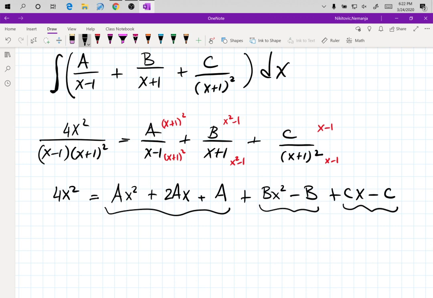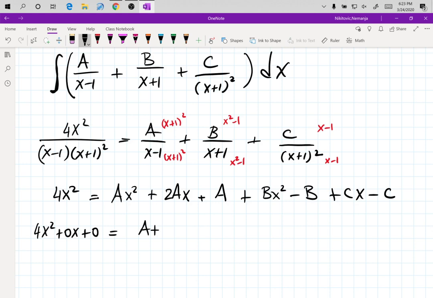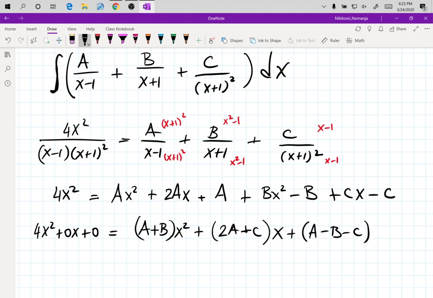Now it's our job to put like terms together. So over here I can say 4x squared plus 0x plus 0, if you want to. I have A plus B times x squared, plus 2A plus C, those are times x. And finally, A minus B minus C is for the constant term.